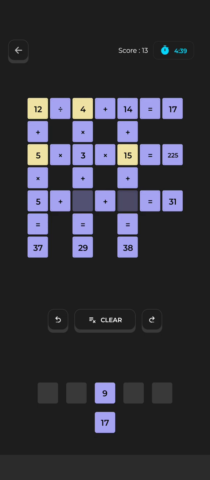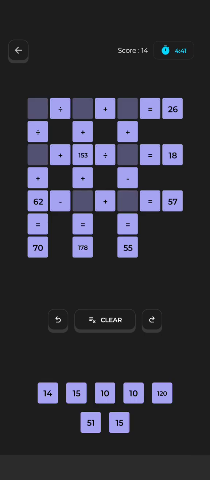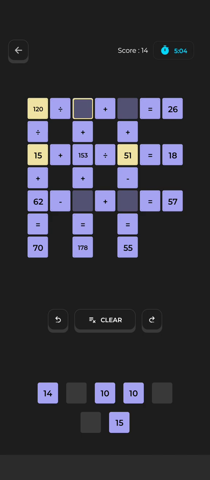29 plus 9, and then 17. Okay, so we find one, that is 153 divided by, the only divisor of 153 I found is 51, that is 3, so it will be 15 here. Then the only multiple of 15 I find here is 120. Now we'll have two options. We can put either 10 or 15. So if I put 10, then it will be 12 plus dash equals 26. We have 14.